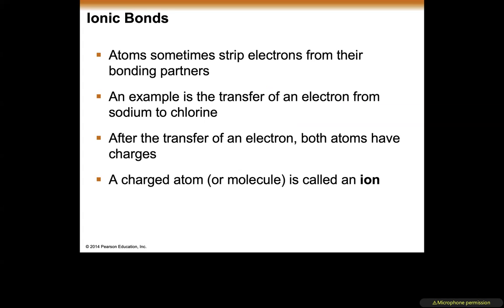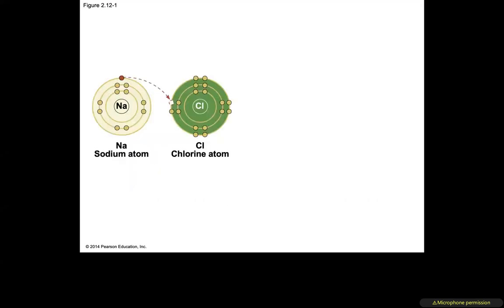So ionic bonding is when your atoms will strip electrons from their bonding partners. What does that mean? That means one atom will take electrons and the other one gives it. And so when one takes it, that leaves them with a negative charge. When the other one gives it, that's going to leave them with a positive charge because they gave away an electron. And so when you have a charged atom or molecule, that charge is going to be called an ion.